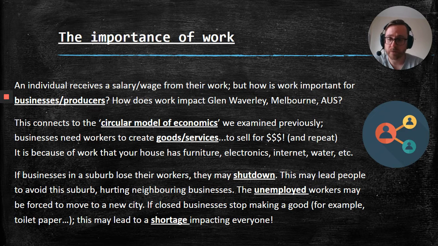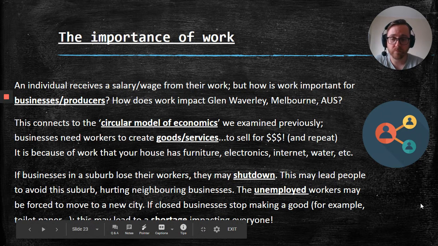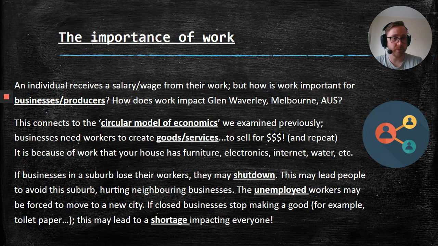Unemployed workers may be forced to move to a new city if closed businesses stop making a good, for example, toilet paper. This may lead to a shortage impacting everyone. So that last paragraph is looking at the big long-term importance of work to everyone. So not just Glen Waverley, but Melbourne, Australia, the world. So if people stop working, obviously that business is going to shut down. People lose their jobs. If people stop working in a specific suburb, like everyone stops going to work in Glen Waverley, that might hurt businesses in Mount Waverley or Box Hill. Unemployed workers might be forced to even move to a new city, so that's going to be impacting the economics, the money, and the people in that city. So that was just the importance of work.